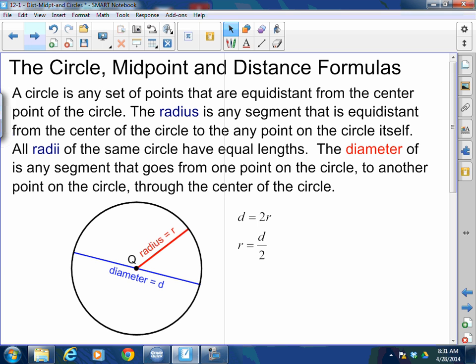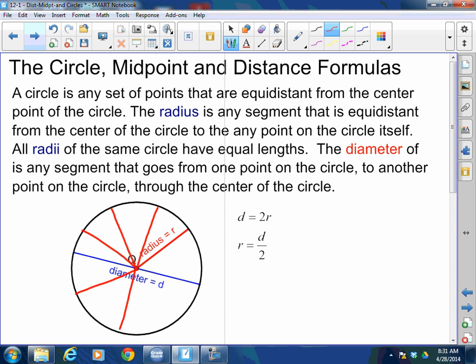Okay, number 1, the circle, midpoint and distance formulas. Let's talk about some nuts and bolts before we get ready to graph this, okay? A circle is any set of points that are equidistant from the center point of the circle. That equidistance is called the radius, guys. From the center to any point on the circle, and I mean any point on the circle, these are all equal. That's the way a circle works.